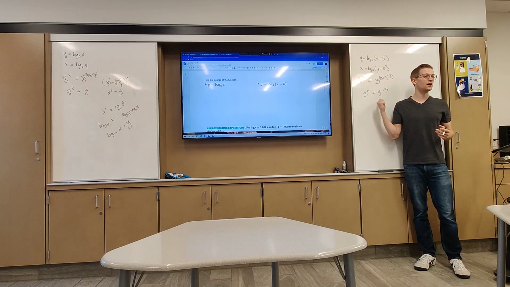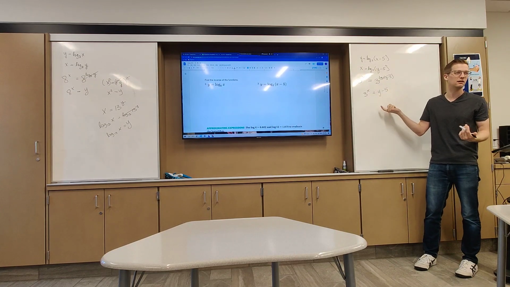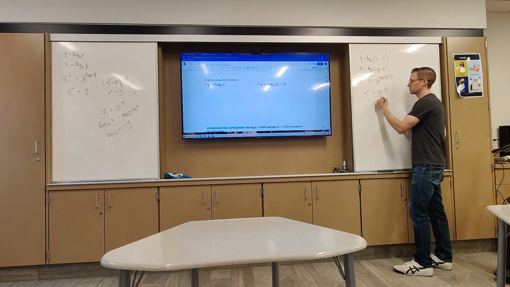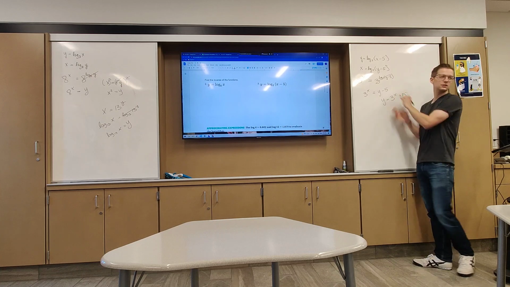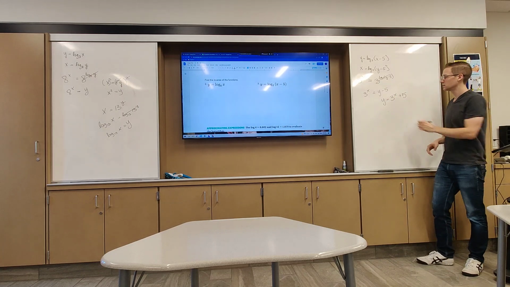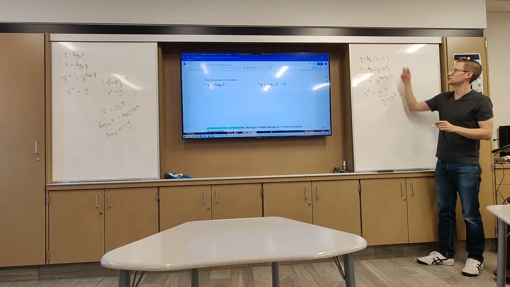Now, I still have to solve for y. I haven't solved for y because y is not by itself. You add 5 on both sides. So I add 5 on both sides. Y is equal to 3 to the power of x plus 5. I switched the order, but that's what you get. So this is the inverse function of this.